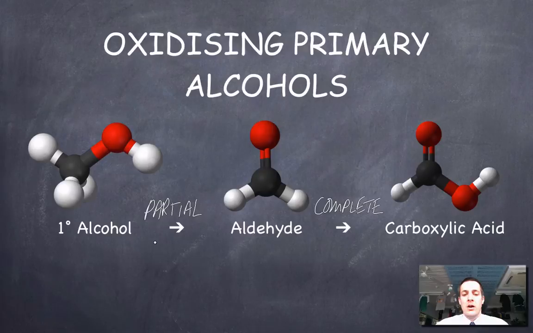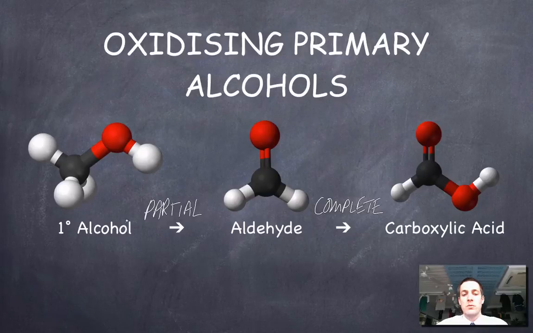And I suppose it would be more accurate to say that the complete oxidation refers to an alcohol being turned all the way into a carboxylic acid. But what this kind of equation, if you want to call it that, shows is that if you partially oxidize it, you'll turn it into an aldehyde. If you oxidize an aldehyde further, you'll turn it into a carboxylic acid.